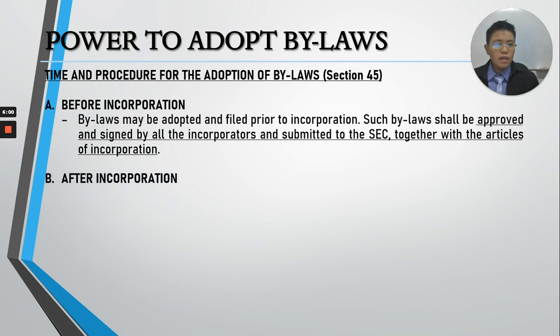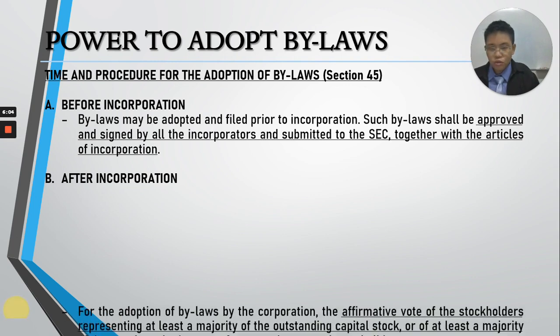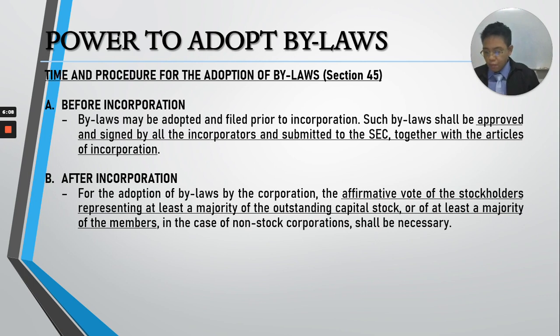However, class, you can also adopt bylaws after incorporation of the corporation. So, after the receipt of the certificate of incorporation, the corporation can adopt bylaws, provided it is not inconsistent with the Revised Corporation Code. Before, in the old law, remember, a corporation had 30 days to adopt bylaws after the issuance of the certificate. But they removed that provision. And now, it is not clear until what time or until what period a corporation can file its bylaws if it is adopted after incorporation. So anyway, to adopt bylaws after incorporation, the affirmative vote of the stockholders representing a majority of the outstanding capital stock, or majority OCS, or a majority of members in case of non-stock corporations, is required.